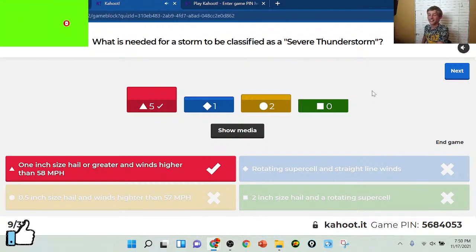Good, yes. I'm glad most of you got that right. Yes, 1-inch size hail or greater and winds higher than 58 miles an hour. Just to let you all know, 58 miles an hour, that kind of winds is basically equivalent to a mid-grade tropical storm.